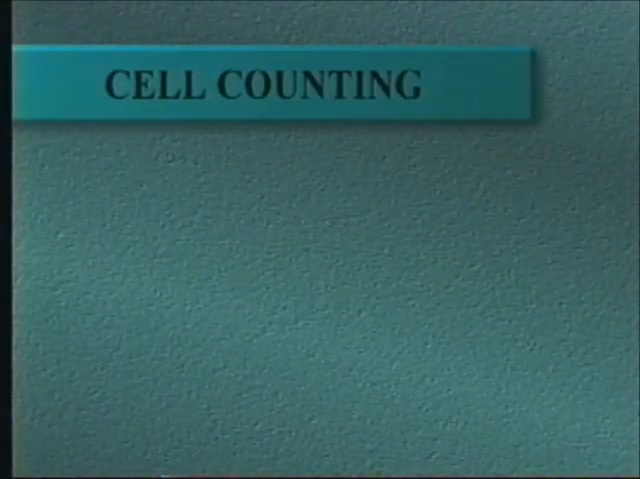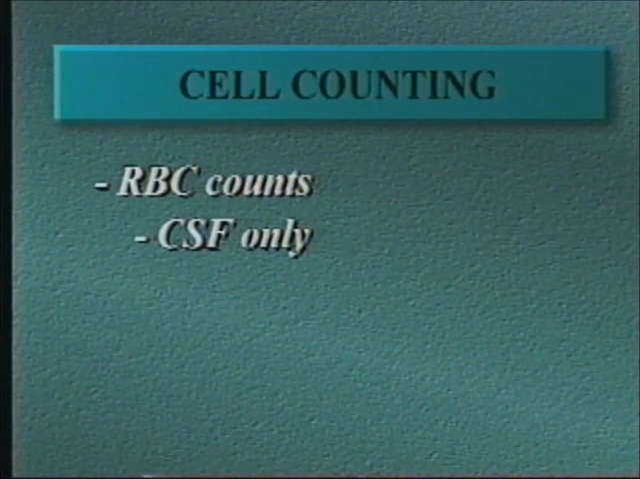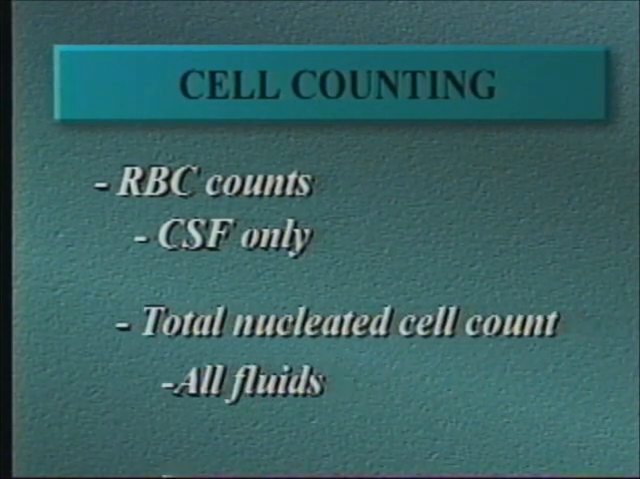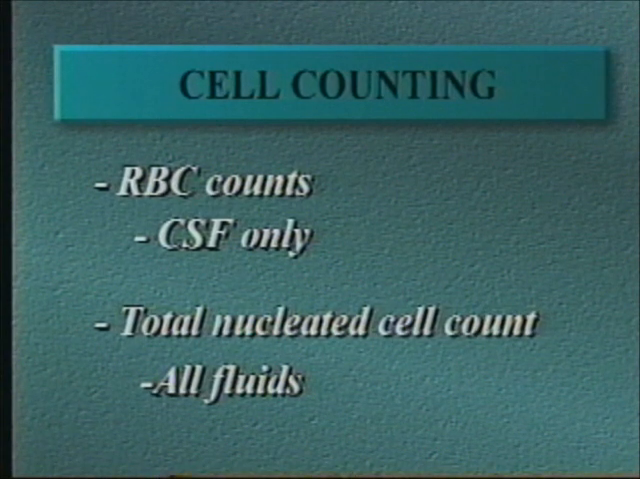This section will be on cell counting. Before we begin to actually talk about cell counting, we would like to discuss a couple of things. Red blood cell counts on body fluids are of little diagnostic value except for cerebral spinal fluids. For CSF, a red blood cell count should be performed. When cell counts are ordered on other body fluids, only a nucleated cell count should be performed. This is an important concept.